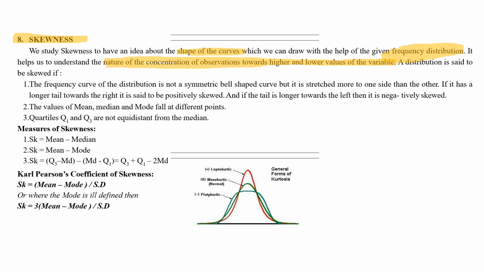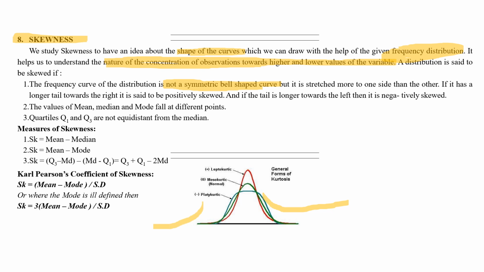Okay, a distribution is said to be skewed when the frequency curve of the distribution is not symmetric, not a bell-shaped curve. When it is not symmetric and not bell-shaped, but is stretched more to one side than the other. If it has a longer tail towards the right, it is said to be positively skewed.